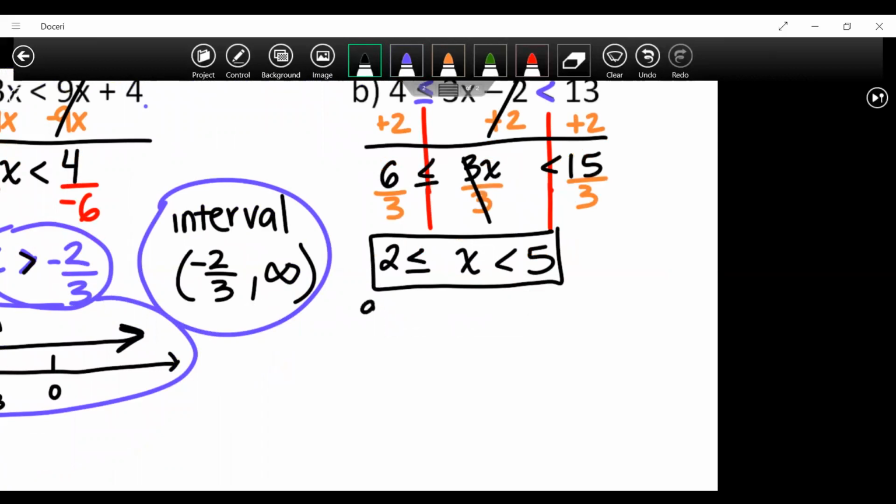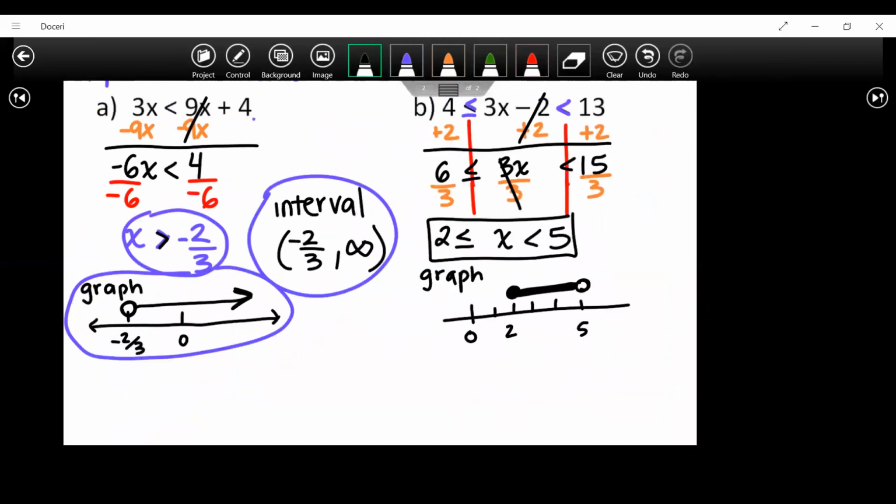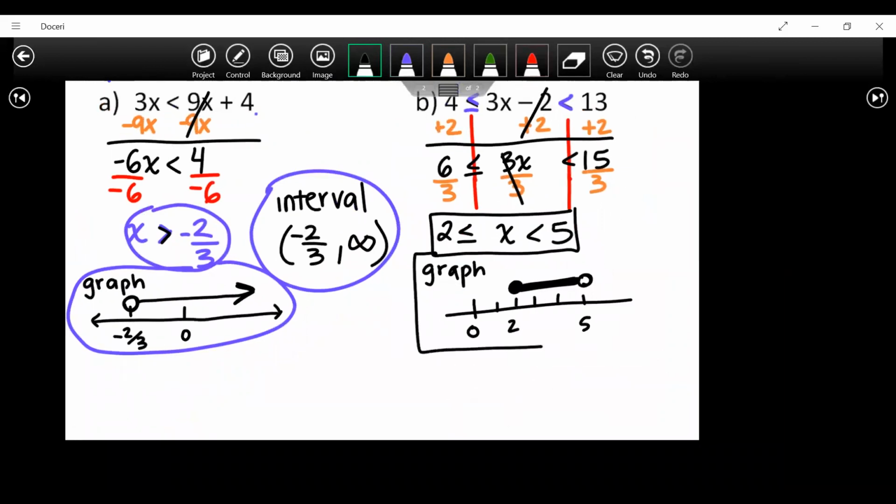So our graph representation of it will look like, let's say this is 0, 1, 2, 3, 4, 5. So 2 and 5. We have a closed circle at 2, an open circle at 5, and we're just going to connect the inner terms of them. We're always going to look at the inner terms for a compound inequality. This is our second solution. And our interval is going to go closed bracket at 2, open parenthesis at 5. Done.